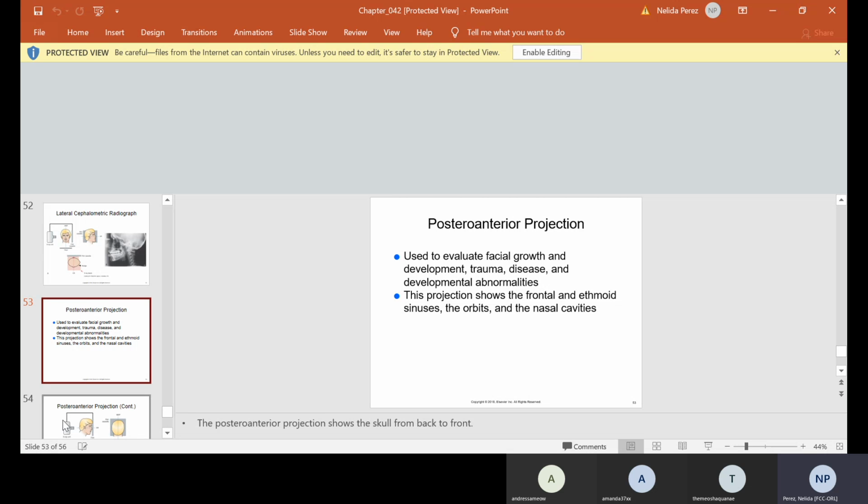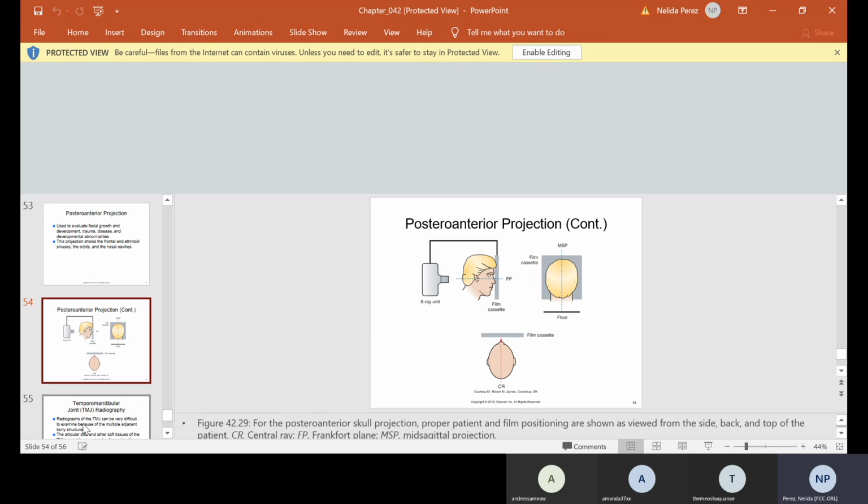Posterior anterior projection is used to evaluate facial growth and development, trauma, disease, and developmental abnormalities. This projection shows the frontal and ethmoid sinuses, the orbits, and the nasal cavities. And then we also have an image here, which is figure 42.29. For the posterior anterior skull projection, proper patient and film positioning are shown as viewed from the side, back, and top of the patient.